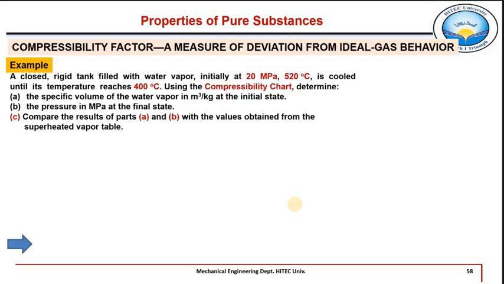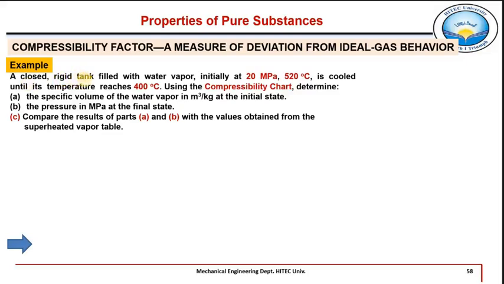So here in this question, a closed rigid tank. Closed means no mass is entering or leaving. Rigid means volume is fixed. So there is a tank which is closed and rigid. Closed, no mass can enter or leave. Rigid means volume will not change. The volume of this tank will remain constant.